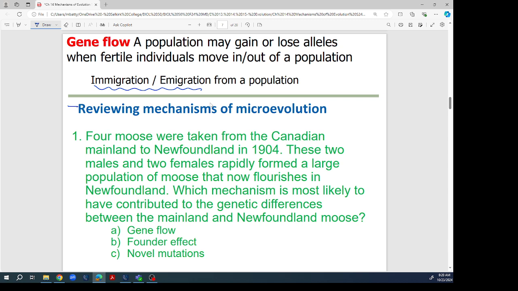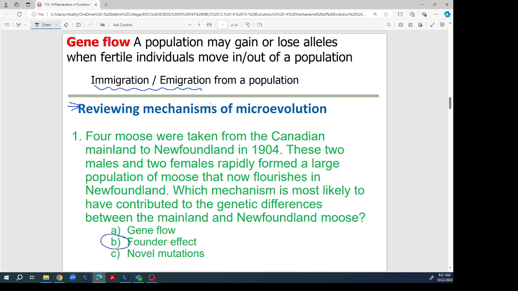So a couple examples here just to review the mechanism. So if we had 4 moose taken from the Canadian mainland to Newfoundland, 2 males, 2 females, kind of like the breeding pen of the mountain caribou here, from that small population, there is now a large population in Newfoundland. And it says here, which mechanism would be most likely to have contributed to the genetic differences between the mainland moose and the Newfoundland moose? You take a look at this.